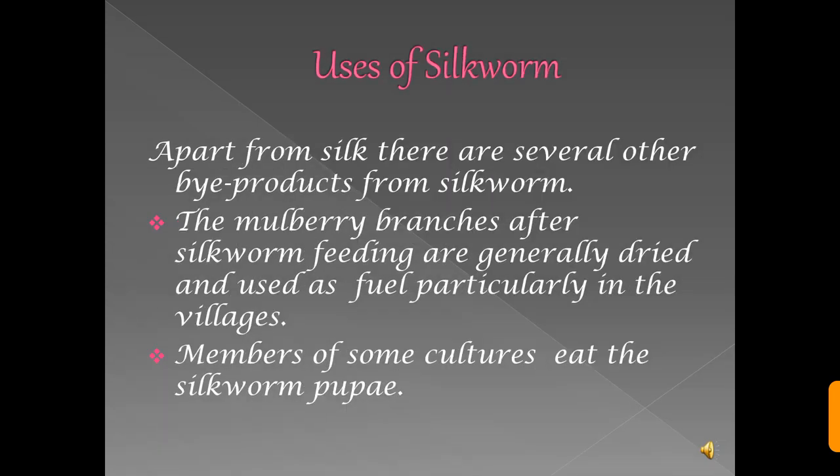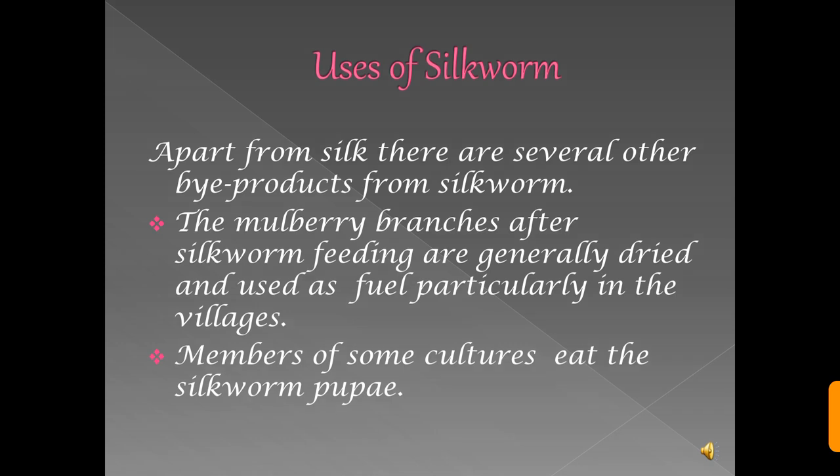Uses of silkworm. Apart from silk, there are several other byproducts from silkworm. The mulberry branches after silkworm feeding are generally dried and used as fuel, particularly in the villages. Members of some cultures eat the silkworm pupa.